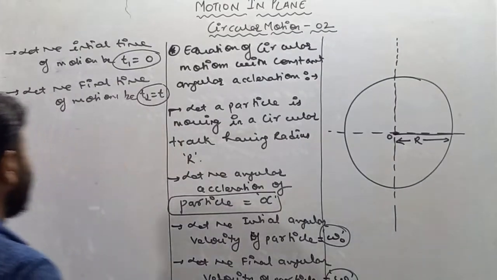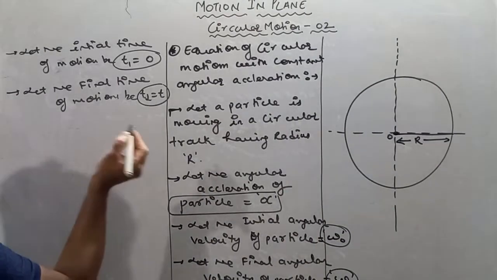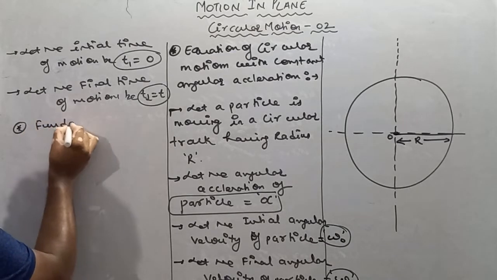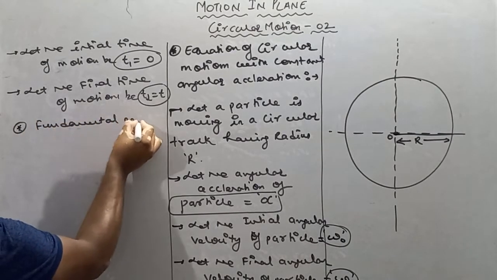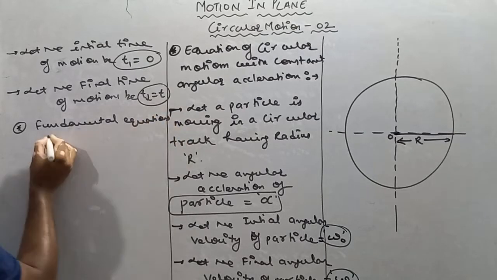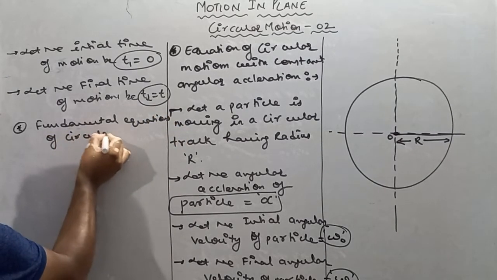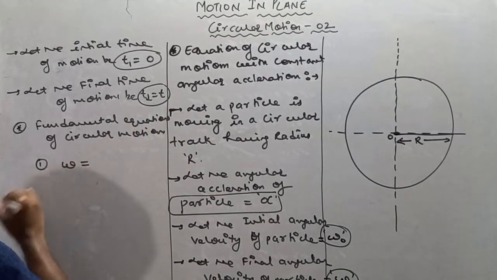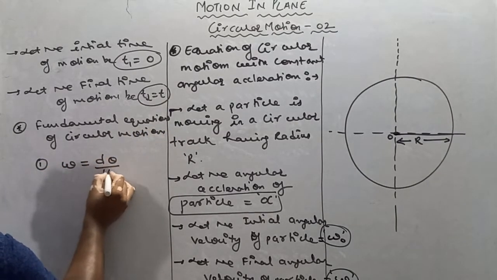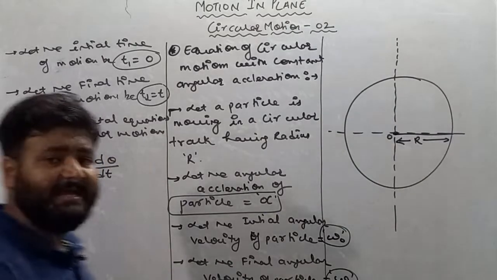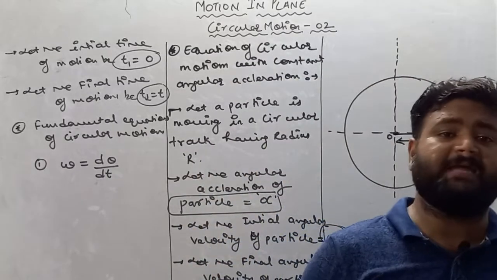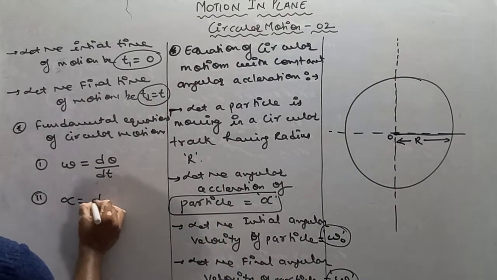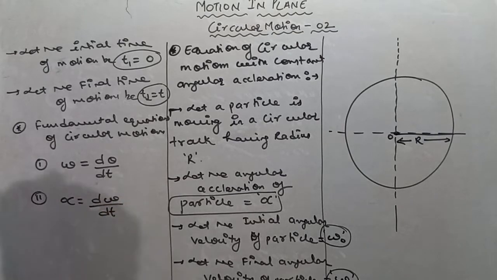The particle is moving in a circular track. As we all know, some formulas are there, like the fundamental equations of circular motion. First, omega is equal to d theta by dt, that is change in angular displacement with respect to time. Second formula is alpha, which is equal to change in angular velocity upon time.